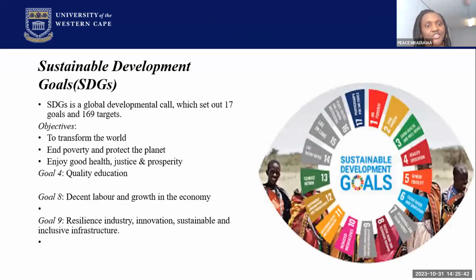So the SDG is a global development goal which sets out 17 goals and 169 targets.